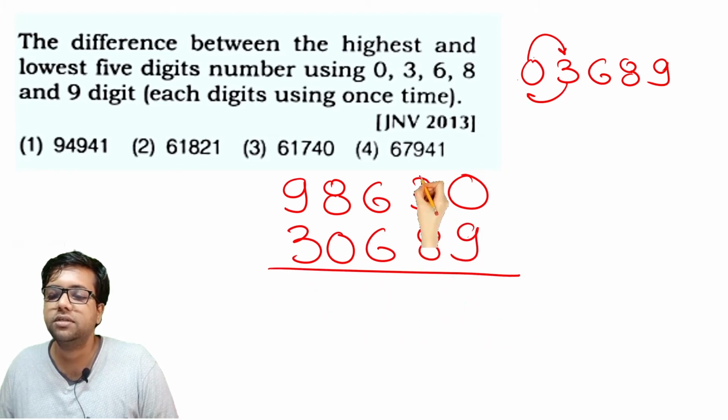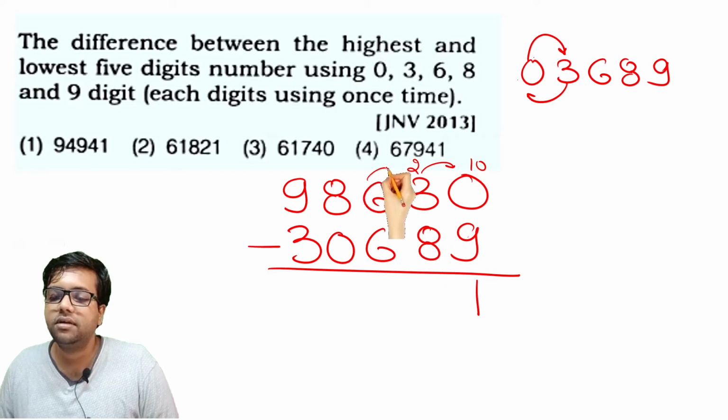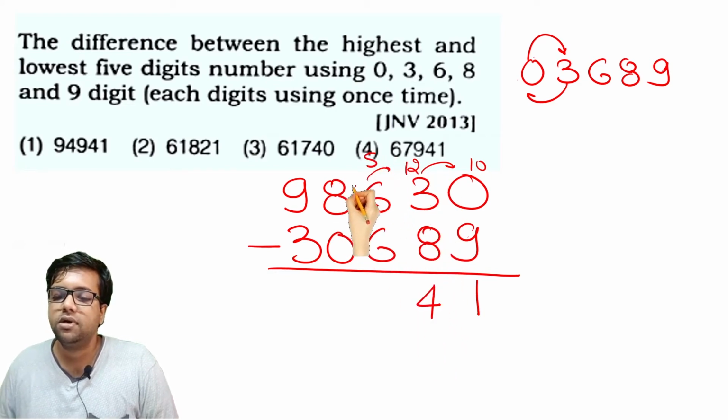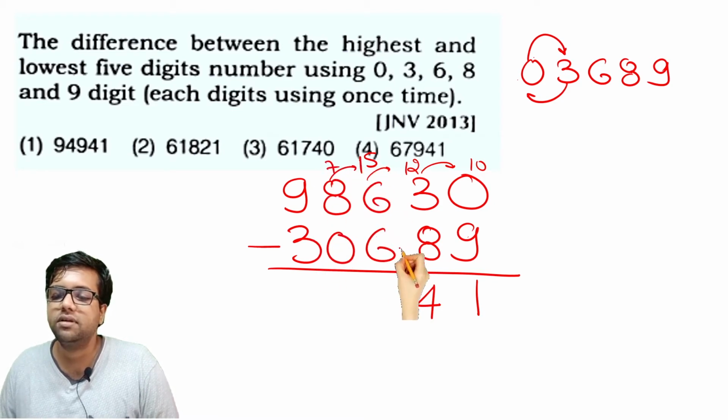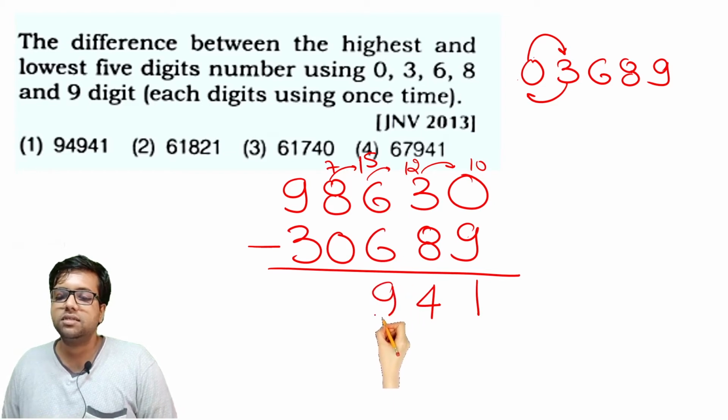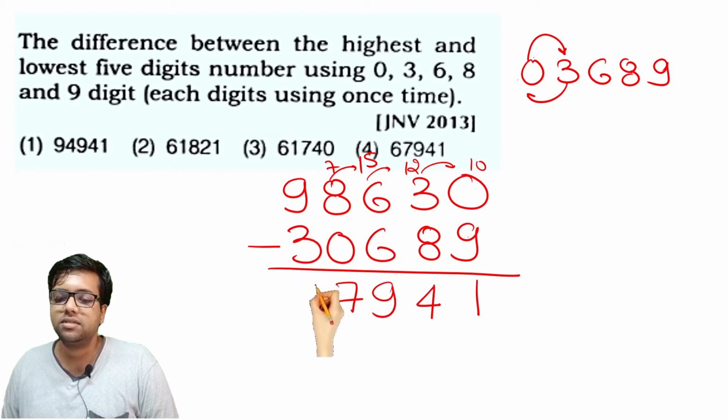Do the subtraction. Take the tens from here, it becomes 10, so 10 minus 9 is 1. 2 minus 8 can't happen, so take 10 from here, it becomes 12, and 12 minus 8 is 4. 5 minus 6 can't happen, so you take 10, it becomes 15, and 15 minus 6 is 9, 7 minus 0 is 7, 9 minus 3 is 6.